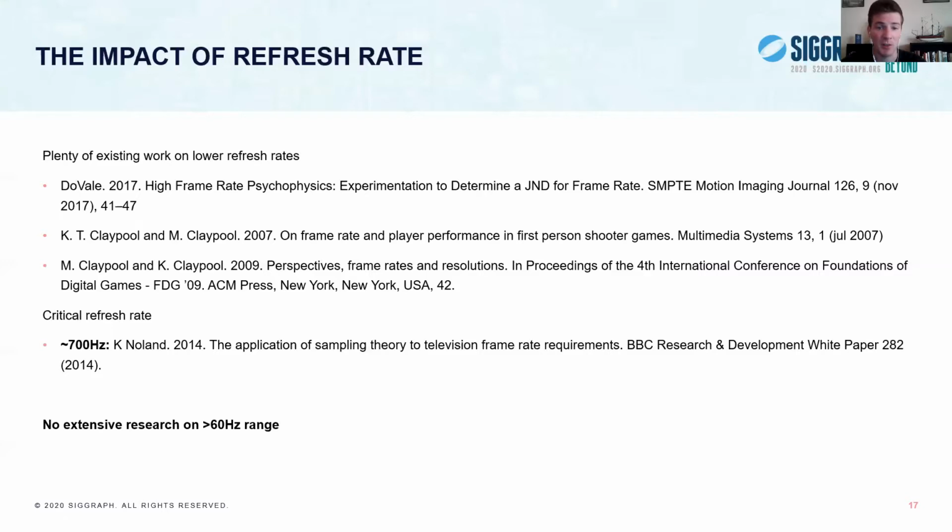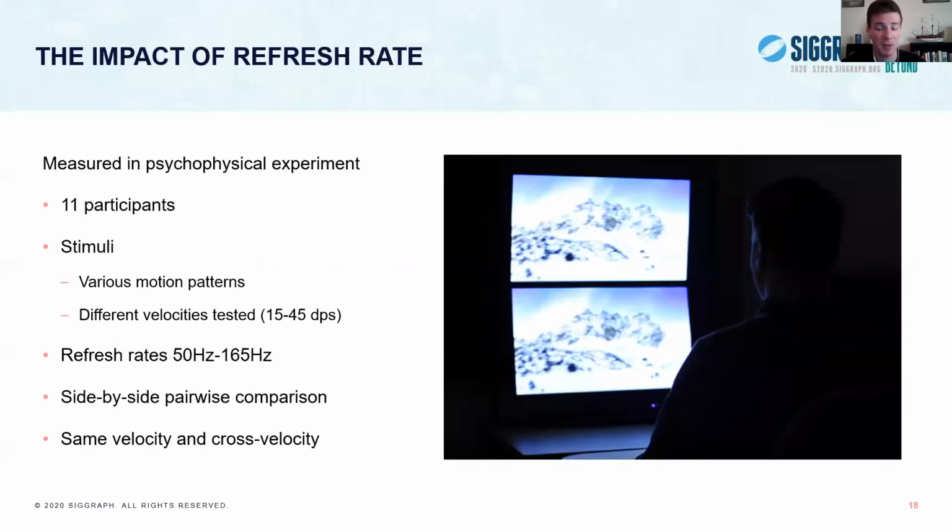We therefore conducted a psychophysical experiment with 11 participants, asking them to compare the quality of motion when looking at synthetic stimuli undergoing various motion patterns and different velocities. This includes refresh rates from 50 Hz all the way to 165 Hz at a granularity of 5 Hz. We used a side-by-side pairwise comparison design with 2 identical displays showing the same content and different refresh rates. To reduce the number of comparisons, we utilized active sampling. Cross-velocity comparisons were also made for one content.